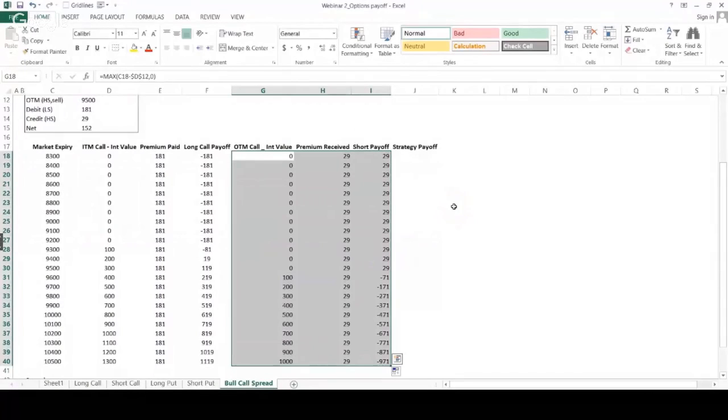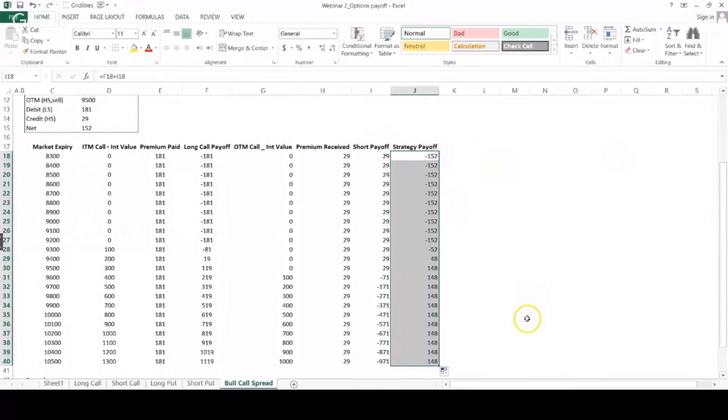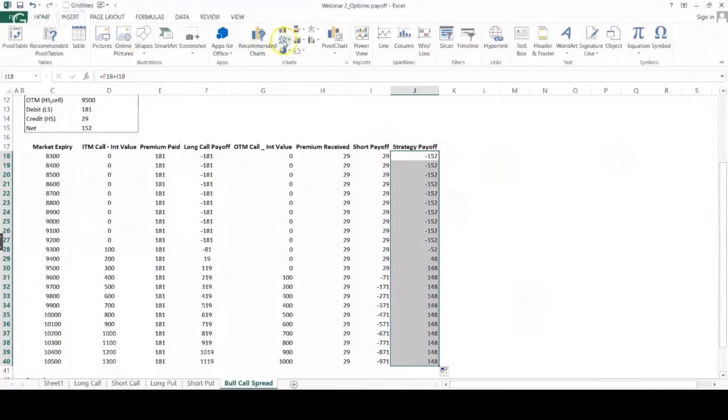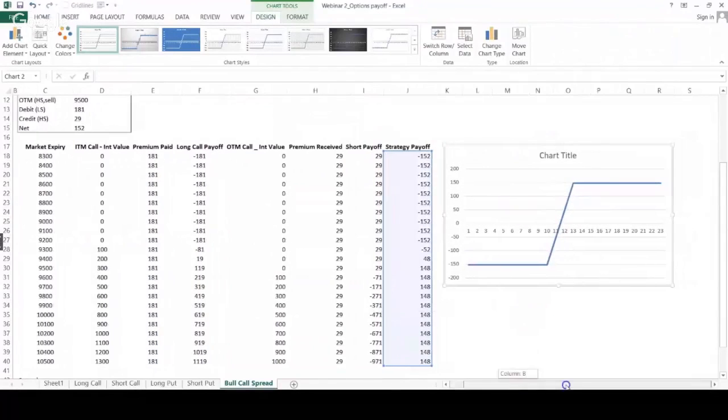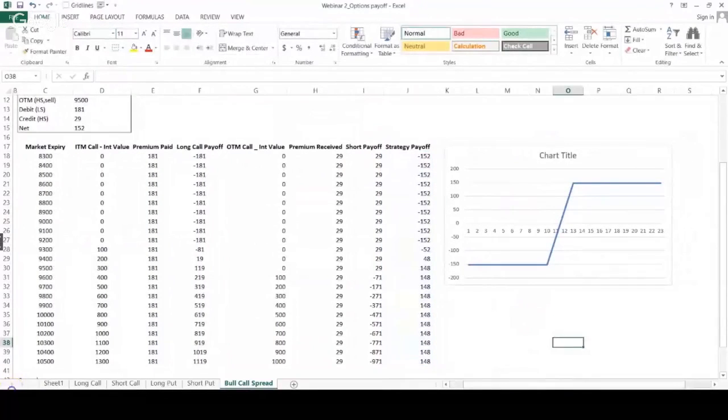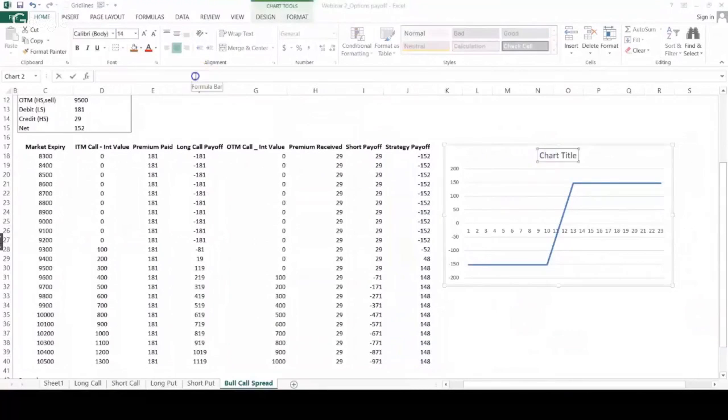So I've calculated the payoff from two different positions. The overall payoff will be a sum of this payoff plus this payoff, right? So there you go. And if you plot the graph of this, I'll get the overall strategy payoff. Fairly simple. So let me just clean this graph up a bit. I'll call this the bull call spread.